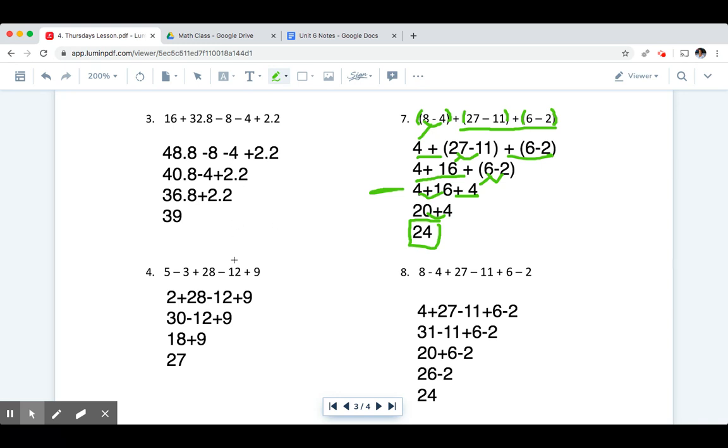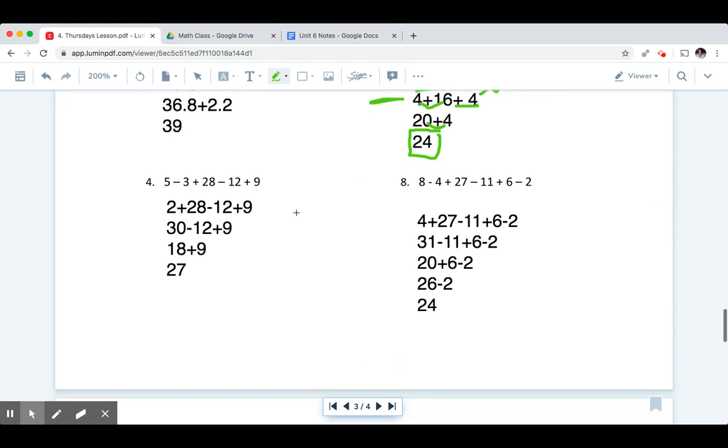After you're done checking your work, if you're feeling like you understand and you got all of these questions correct, or you revised them and found your errors, then you should go ahead and start the exit ticket.